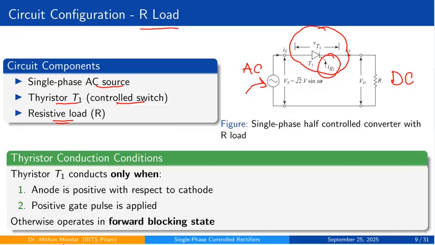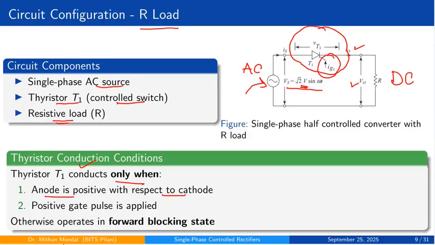In the single phase half controlled converter, the input voltage is AC, which can be written as root 2 V sin omega t, where V is basically the RMS voltage. The outputs V naught and I naught are the DC voltage and current, which are the average values. The thyristor will conduct only when the anode is positive with respect to the cathode. This is the basic principle of the SCR; only then will the conduction begin.